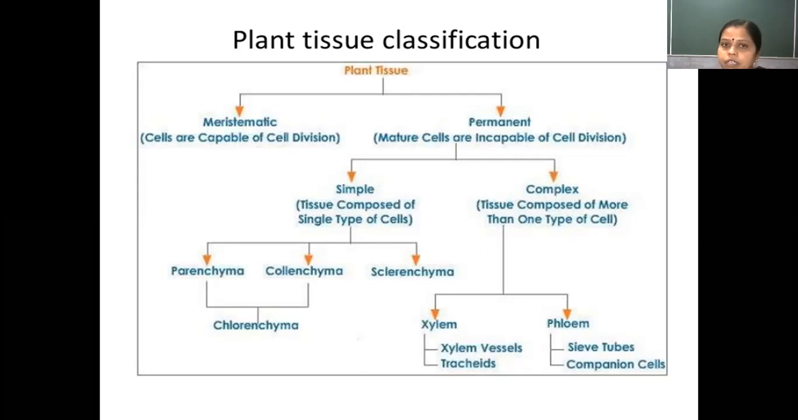Very first, the tissue has been divided into how many types here? Two types. There is meristematic tissue and permanent tissue. What is the meaning of meristematic here? The cells of the tissue which have the capacity to involve in a process called cell division. They will produce new cells.